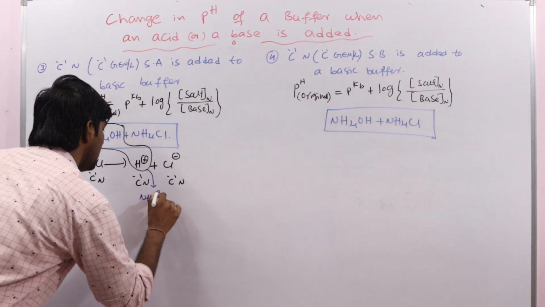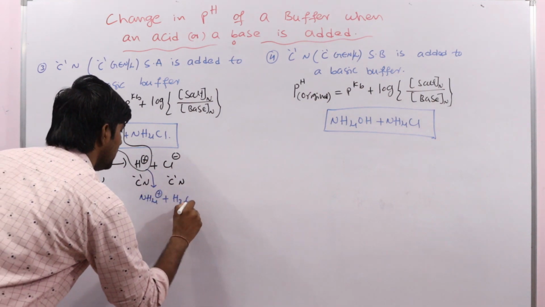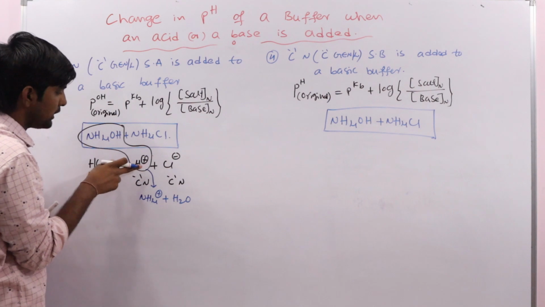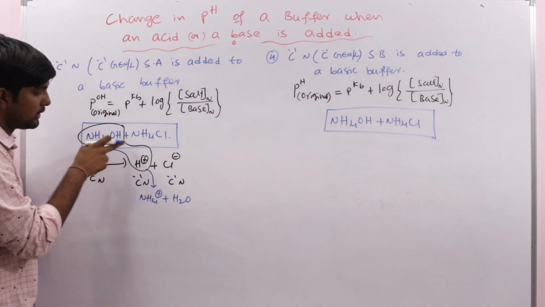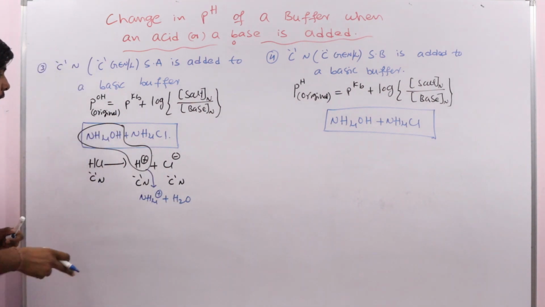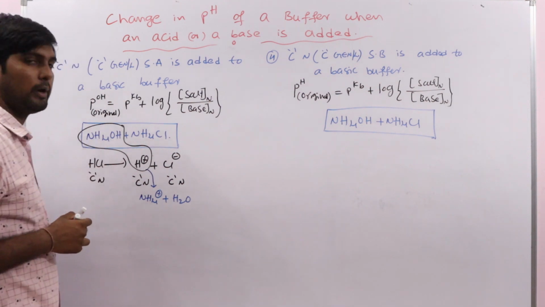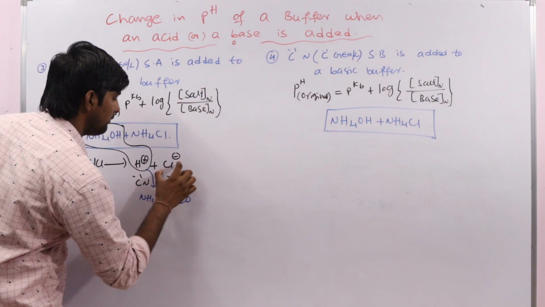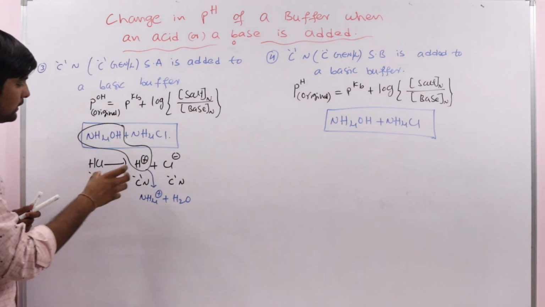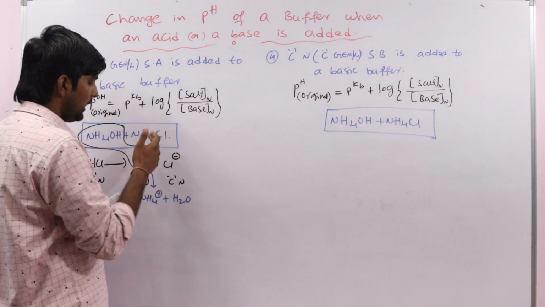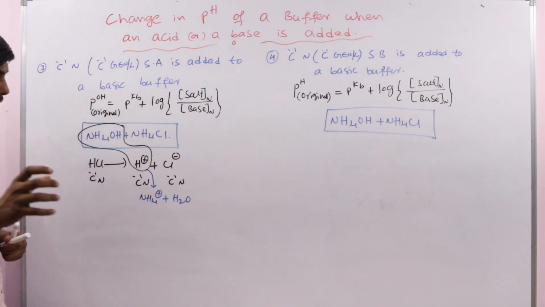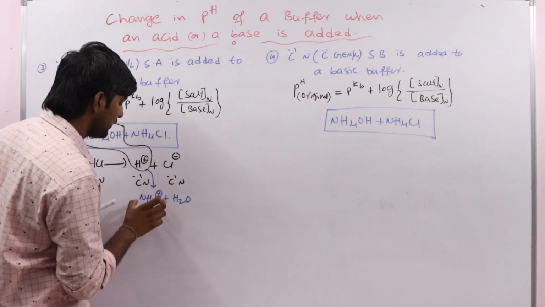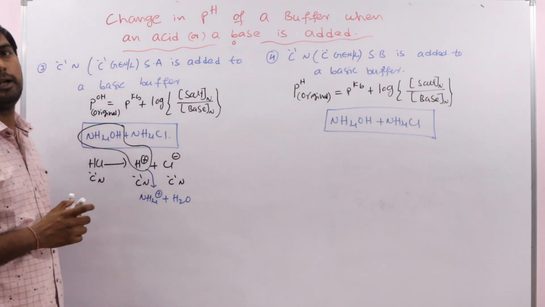NH4+ ions plus H2O. Yes or no? The OH- ion and H+ ion react to form H2O, and NH4+ is present here. Yes or no? Now this NH4+ will combine with the Cl-. Again, that is a strong electrolyte, so it immediately dissociates. Actually, this exists in the form of NH4+ and Cl-.